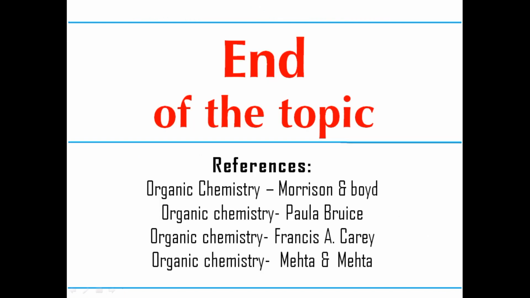End of the topic of alkene, where the major references are Organic Chemistry by Morrison and Boyd, Organic Chemistry by Solomons, Organic Chemistry by Francis A. Carey, and Organic Chemistry by Mehta and Mehta. You may also see references for each slide at the bottom of every slide.